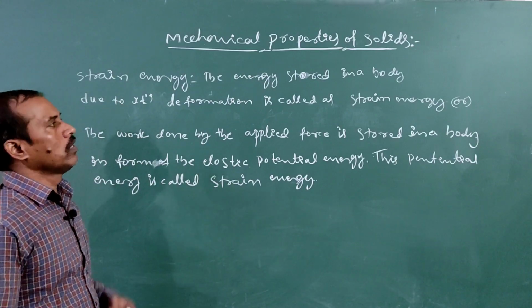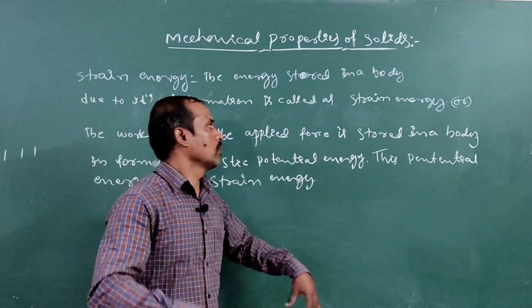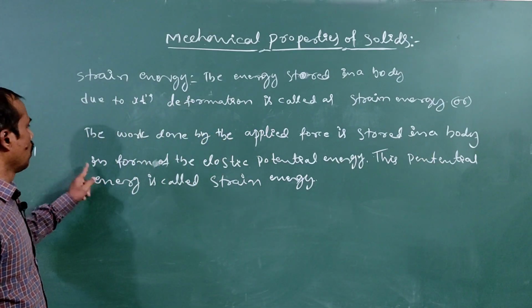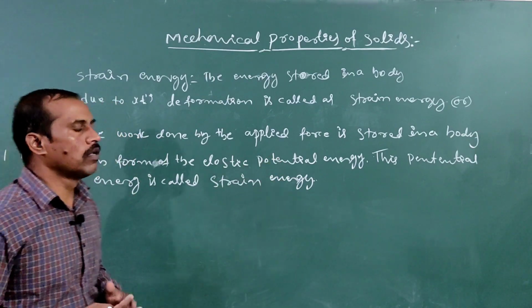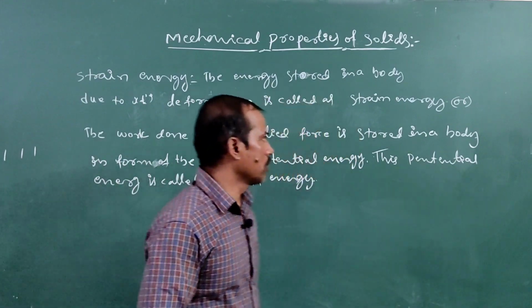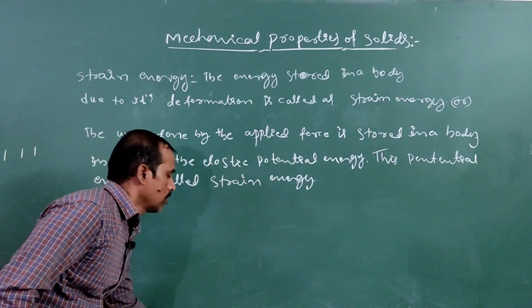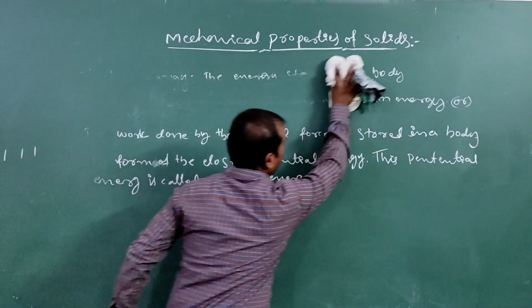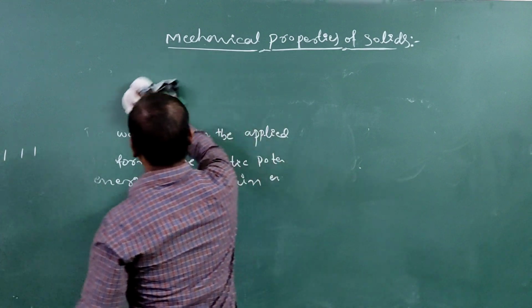Deformation is called strain energy, or the work done by the applied force on the body is stored in the form of the elastic potential energy. This elastic potential energy is called here strain energy. Now the expression for the strain energy. First of all, note this statement down.